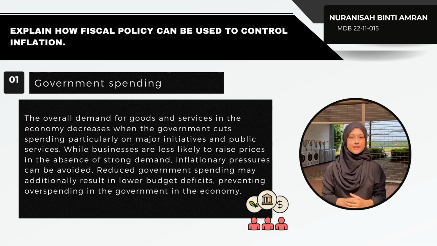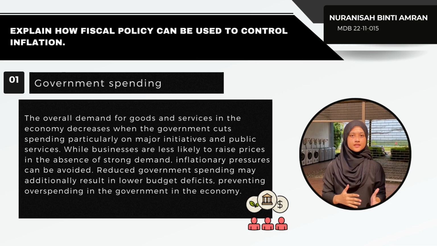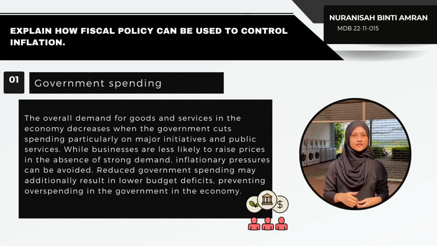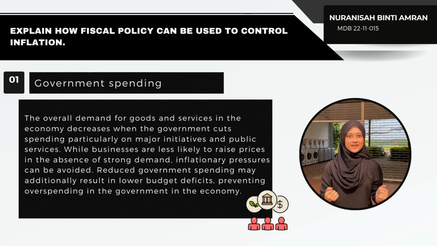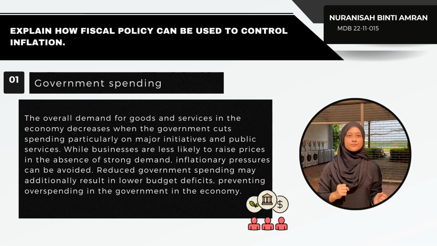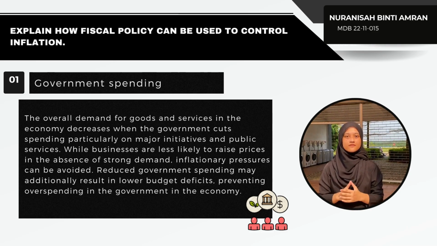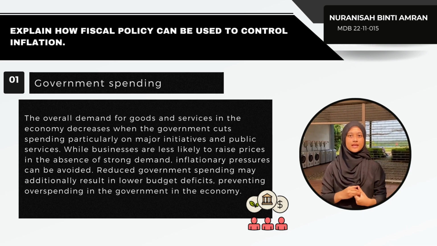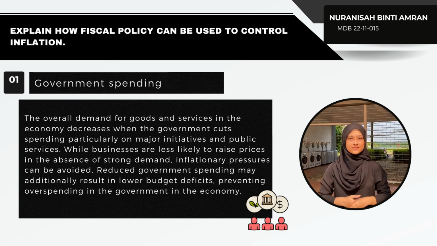First, government spending. When the government reduces its spending, especially on large projects and public services, it decreases the overall demand in the economy. With lower demand, businesses are less likely to increase prices, which can help prevent inflationary pressure. Reduced government spending can also lead to a lower budget deficit.